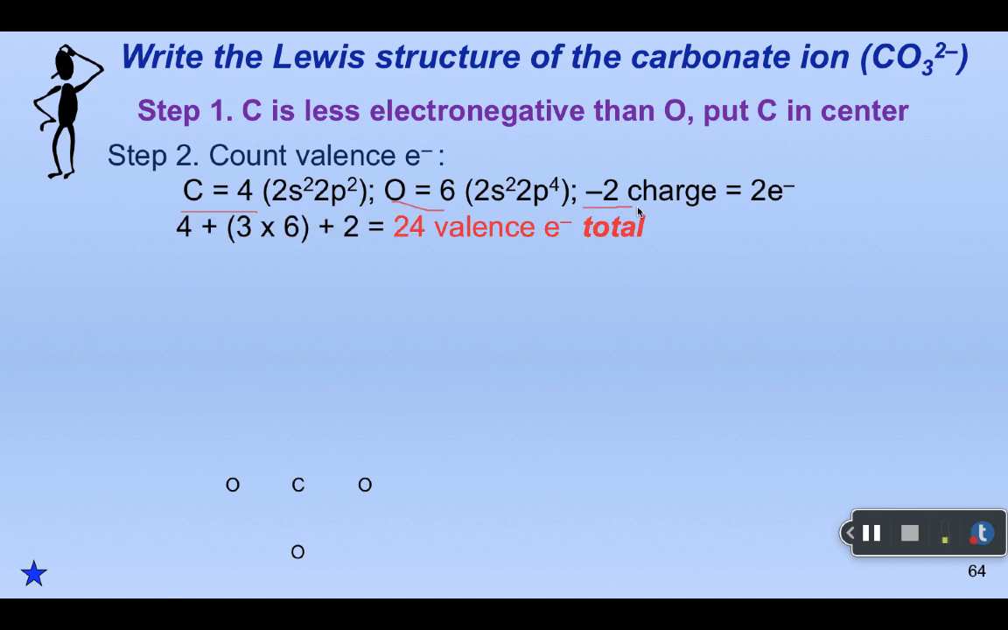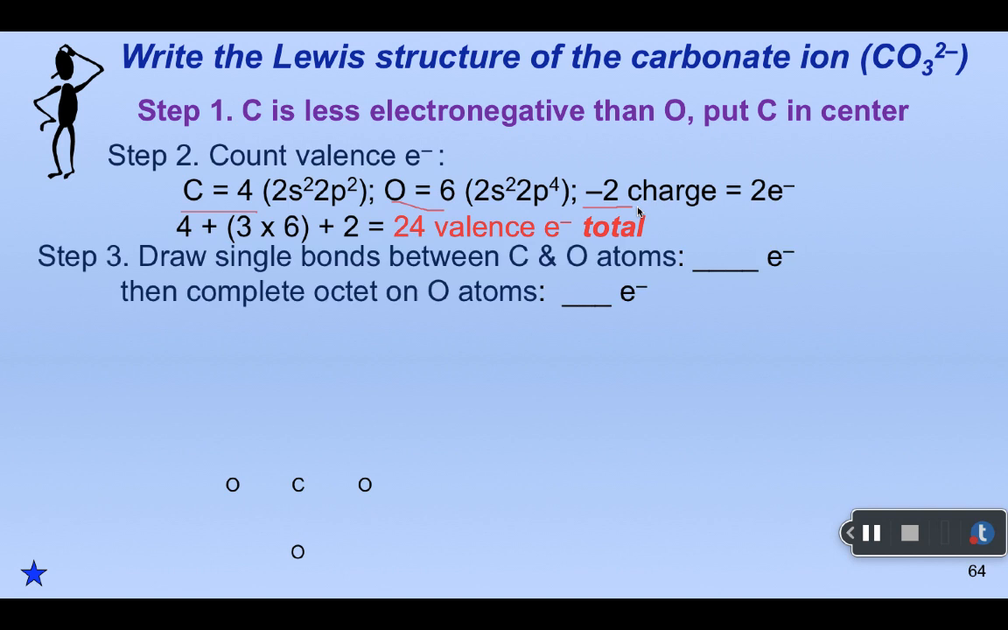So 4 for the carbon, 3 times 6 is 18. So 4 plus 18 is 22, plus 2 more is 24 valence electrons total when this whole thing is put together correctly. Step 3, draw the single bonds between the carbon and oxygen atoms.